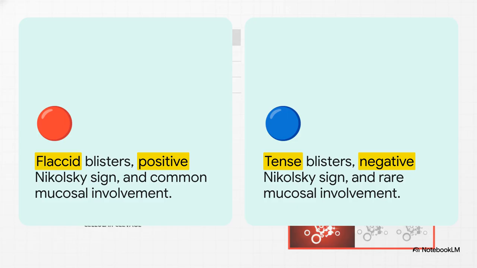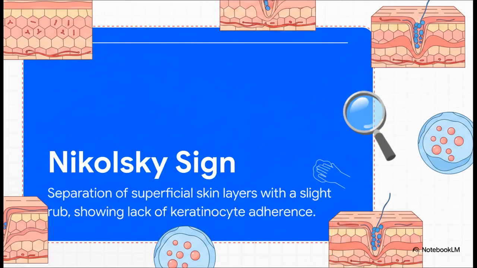Pemphigus vulgaris brings those flaccid, easily ruptured blisters and incredibly painful oral mucosal involvement. Bullous pemphigoid, on the other hand, gives you firm, tense blisters and completely spares the mucosa. To actually prove this at the bedside, understanding the Nikolsky sign maneuver is absolutely mandatory. It's the separation of the superficial skin layers with just a slight rub. If you stroke unblistered skin right next to a lesion and that upper epidermis just shears right off, boom, positive Nikolsky sign. It instantly reveals the underlying architectural failure of pemphigus vulgaris.